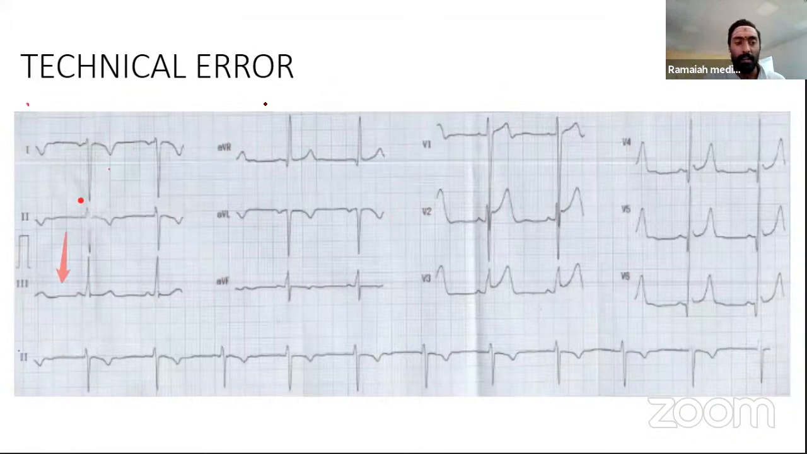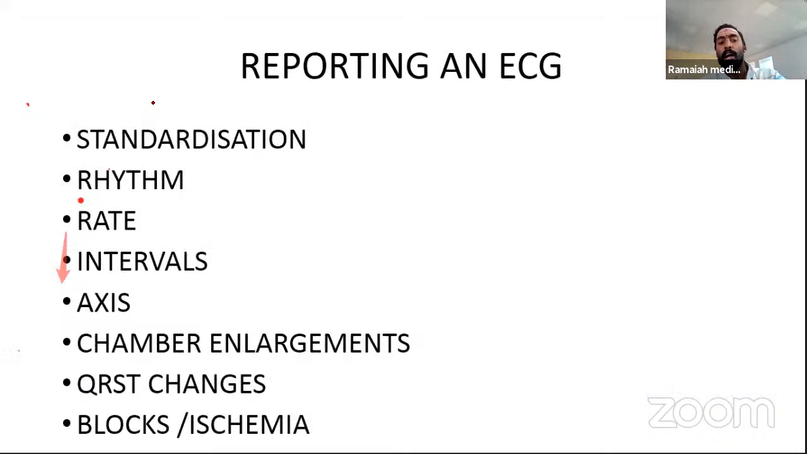The first thing you should look at is standardization. The second is technical error, because if it is technically wrong, then there is no point in interpreting the ECG. So you should make sure that the ECG is correct before interpreting. These are the headings under which you should report any ECG. You look at the standardization first, then look at the rhythm.